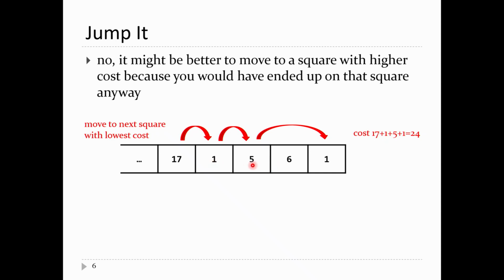Then if you're at the 1, you're going to pick between the 5 and the 6, so you're going to go to the 5. And then if you're at the 5, you're going to go to the 6 or the 1, so you're going to go to the 1. So pick the square at the next lowest cost. But it turns out you can save at least 1 by skipping that square. So at the 17, forget about going to the 1, go to the 5 instead, and that costs you 1 lower. And these squares don't have to be at the end, they could be somewhere in the middle of the board.